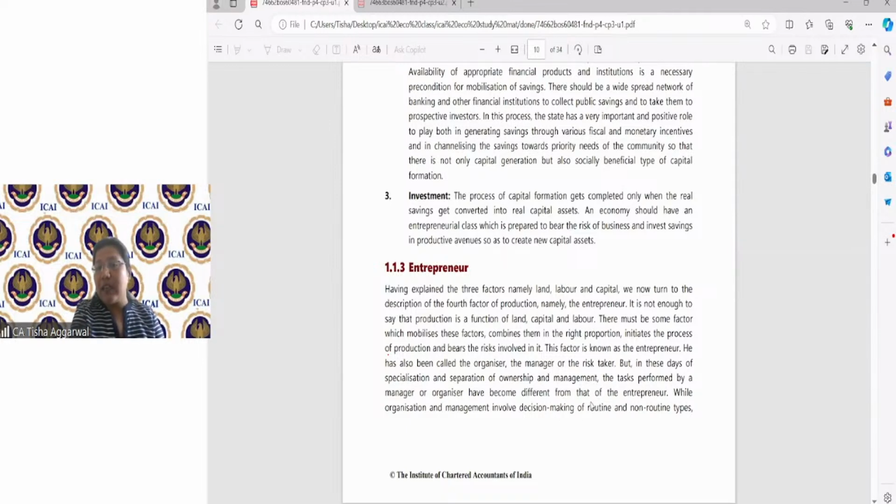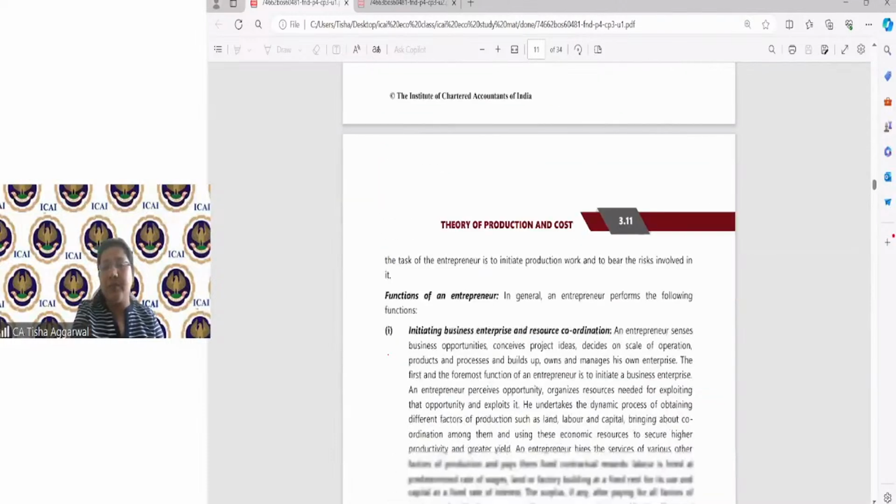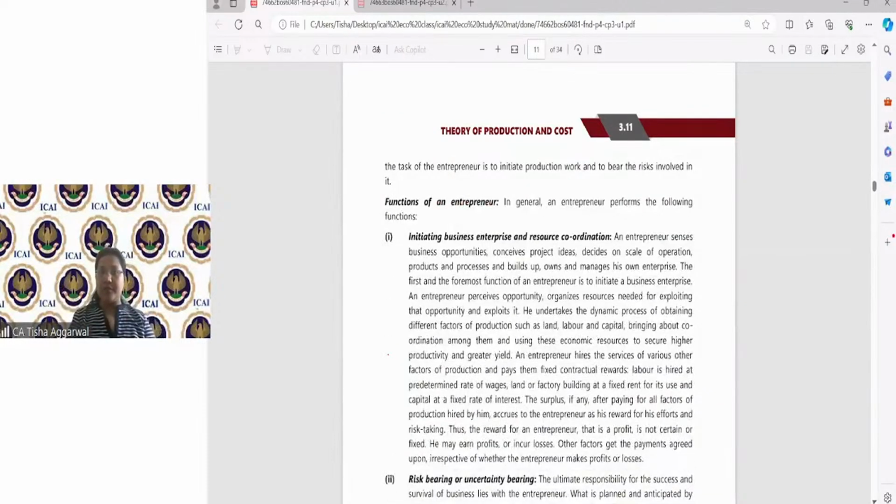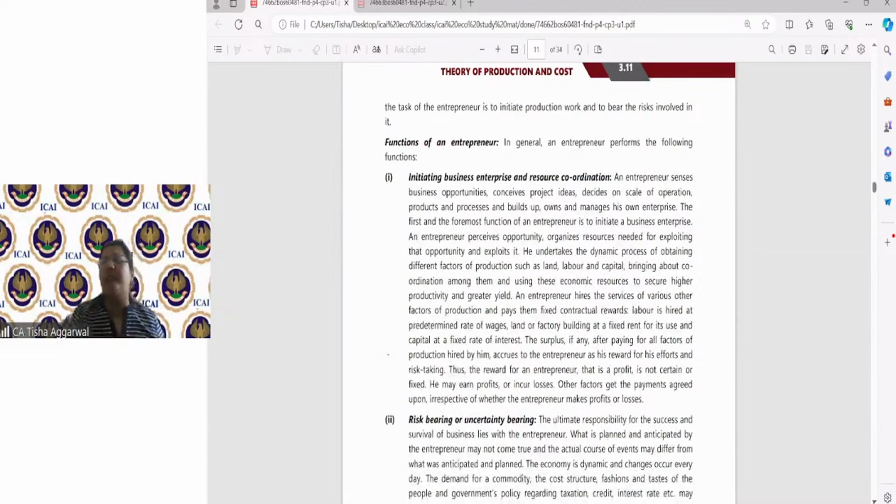So when you take the decision making of the resources, of the routine types, non-routine types, this would all go in the entrepreneurship. First, they bring the business resources together, they coordinate the resources, and they bring the opportunity. For example, when the Nano car came into the market, the whole business was initiated by Tata. That resource bringing together, that initiation of the business enterprise, is what is done by the entrepreneur.